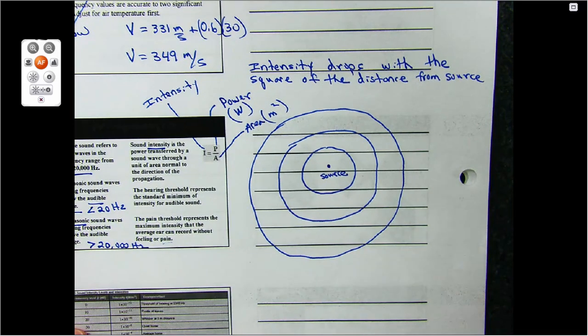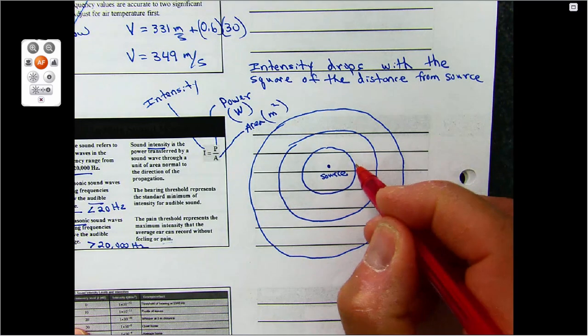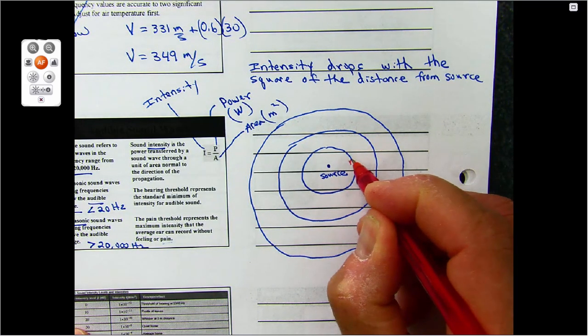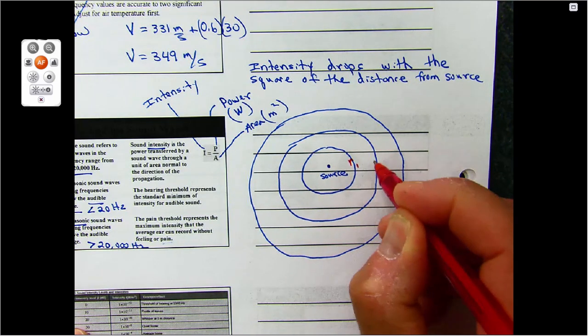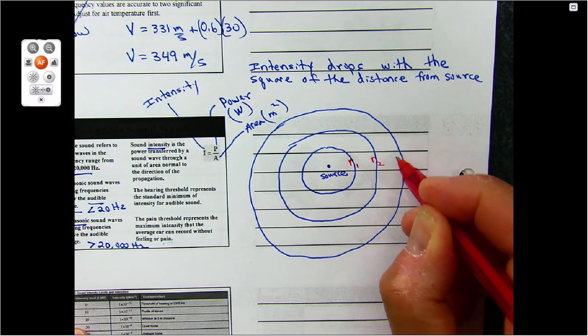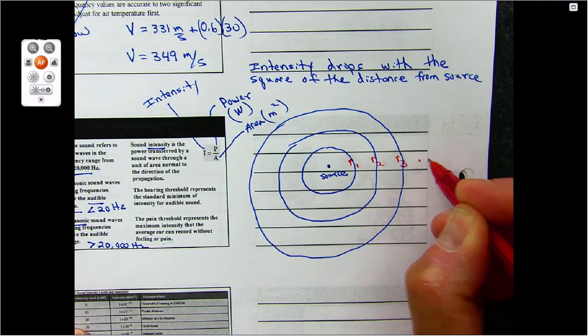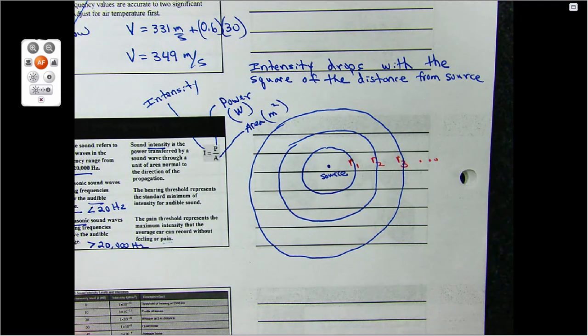So we have something like this. And for these distances, they go R1, R2, R3, and so on, right? Yes, but they'll call it distance from the source more than likely.